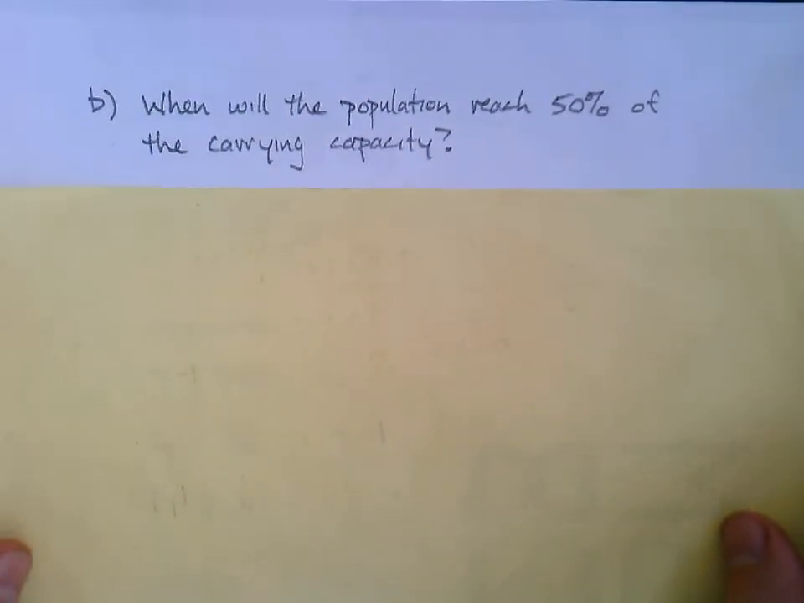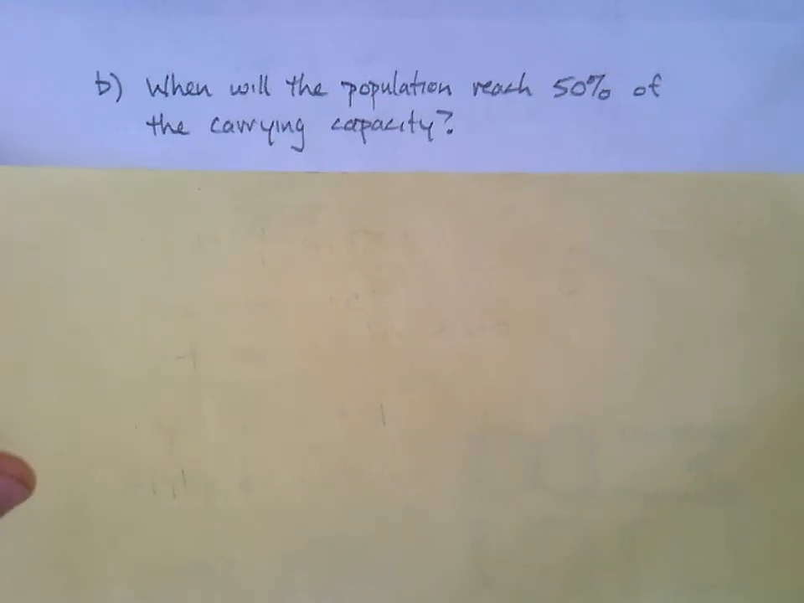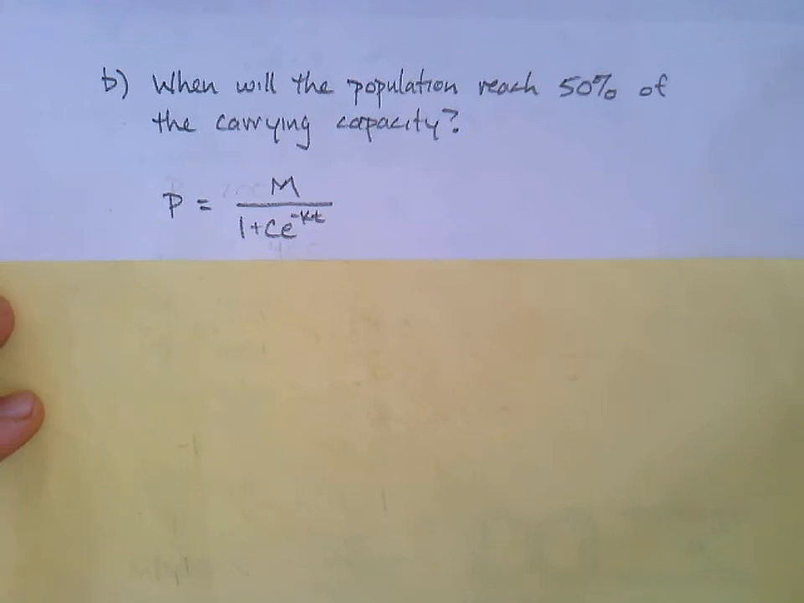All right. Part B. Ooh, this is interesting. When will the population reach 50% of the carrying capacity that we just found? When will the population reach 50% of the carrying capacity? So we just found the carrying capacity is 400. So, of course, we're looking for when will the population reach 200. But there's a little bit more going on than that. So we look to our solution to the differential equation that describes the population size, right?